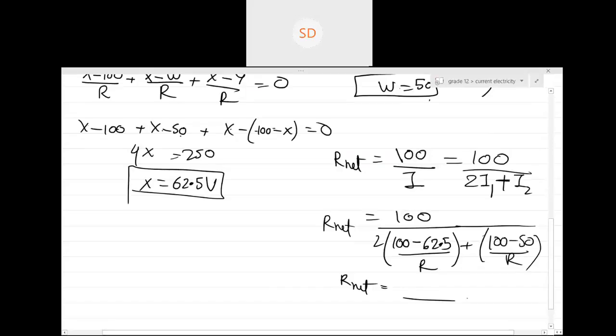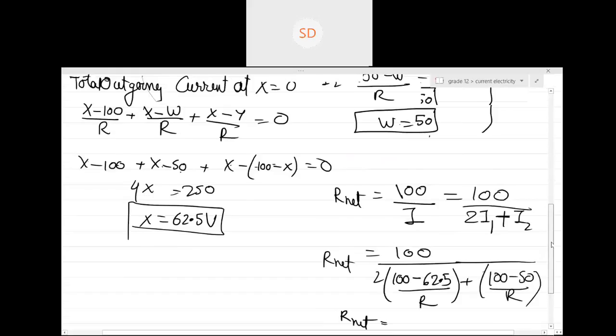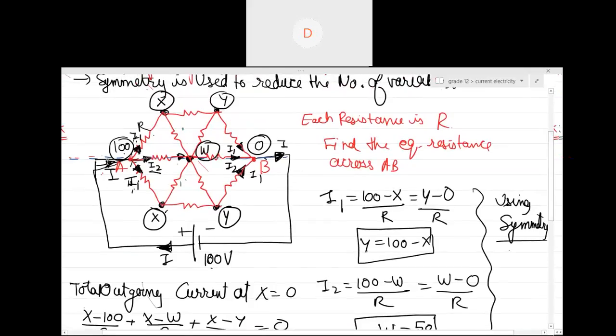Can you give me the final answer, guys? Sir, how is it 2I1 plus I2? Can you see the diagram from here? Can you see this current I is breaking into two I1? I1 is going in the upper part, I1 going in the lower part. So friends, two I1 plus this I2 which is going in the middle part. So that's why 2 of I1 plus I2.